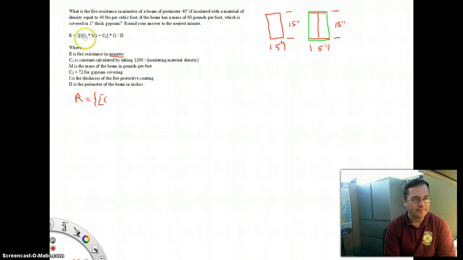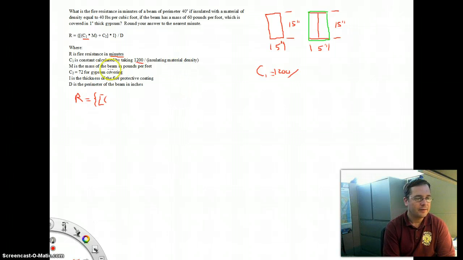And then C1. C1 is a constant that's calculated by taking 1200 divided by the insulating material density. And I don't know how they derive this 1200, although I'd be willing to venture that because the material density is expressed in feet, but the thickness of the coating is expressed in inches, we probably need to do a conversion by a factor of 12 to make the units work out. So we're going to have to solve for C1 before we can finish writing out the formula here. So let's write out C1 equals 1200 divided by the material density.